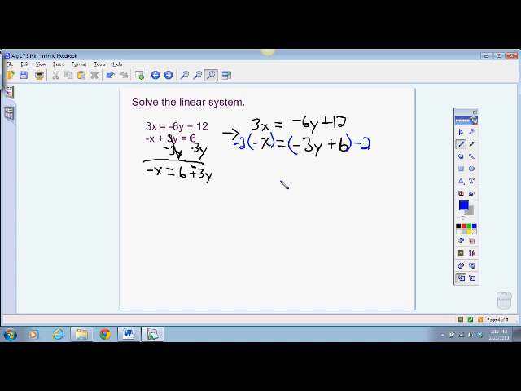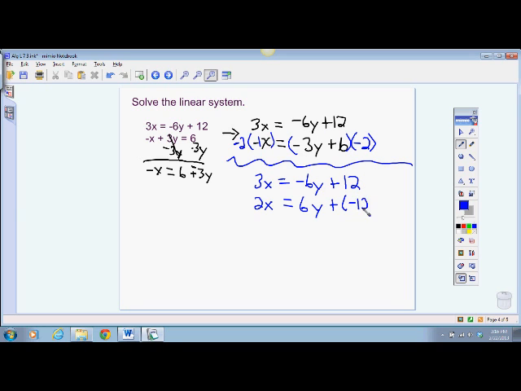Okay, and again, you guys, there are different ways you can solve these. Once you line up your variables, like I did, or a different way, then you multiply by something so you get one of your variables to cancel out when you combine them. All right, so after doing all this, we have 3x equals negative 6y plus 12. Negative 2 times a negative 1x is going to be a positive 2x. Negative 2 times a negative 3y is going to be a positive 6y. Plus negative 2 times 6 is a negative 12.